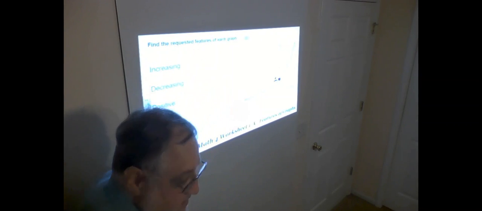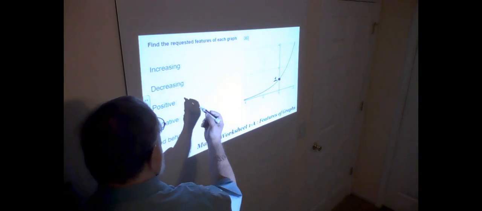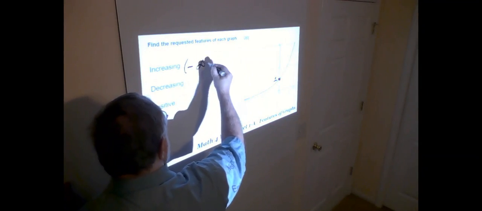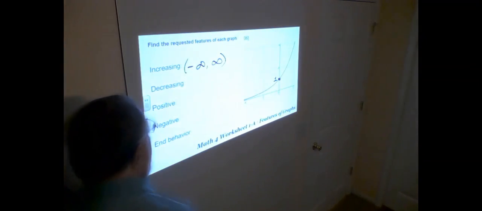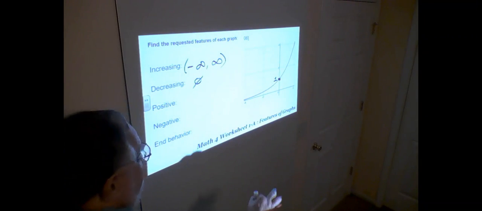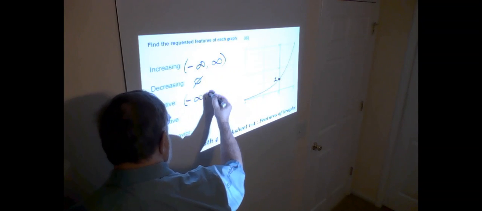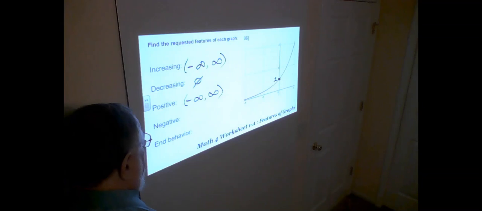Technically, this is always increasing. All the way from negative infinity to positive infinity, it is always increasing. It is never decreasing. Since it stays above, it is always positive, the entire graph, and it is never negative.